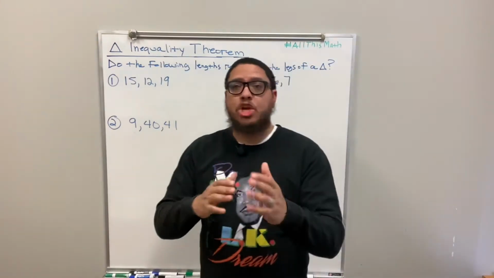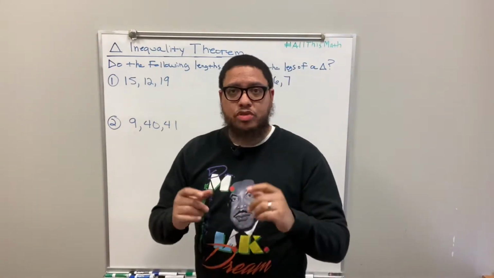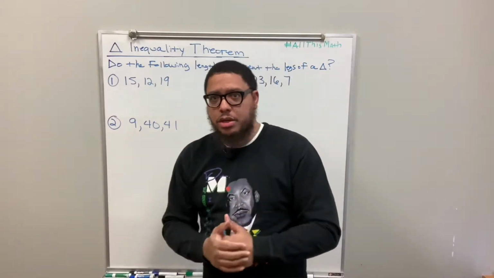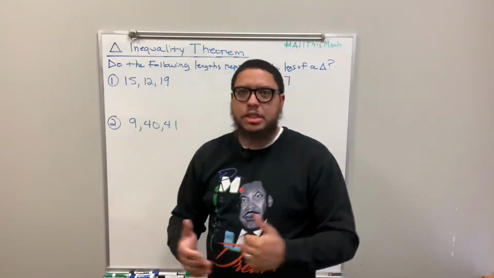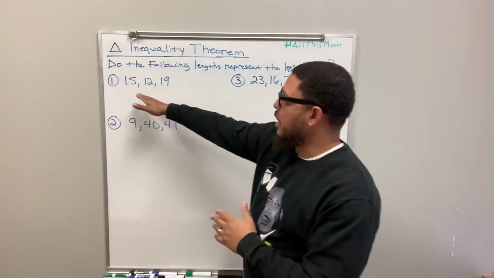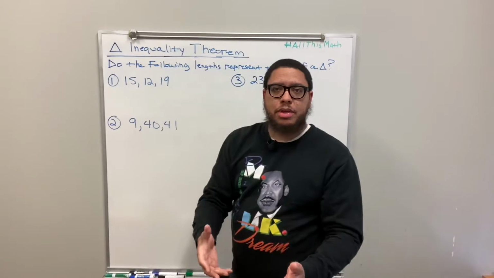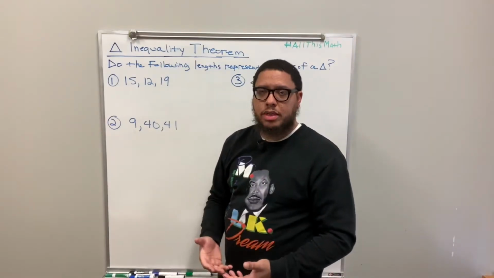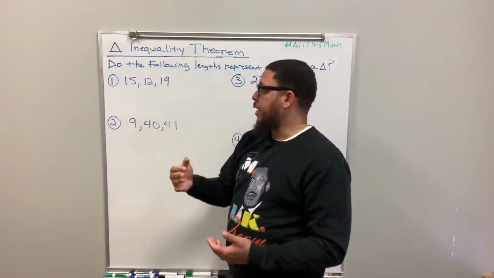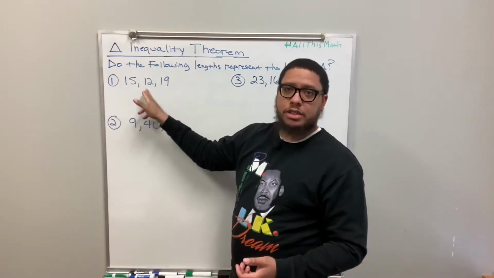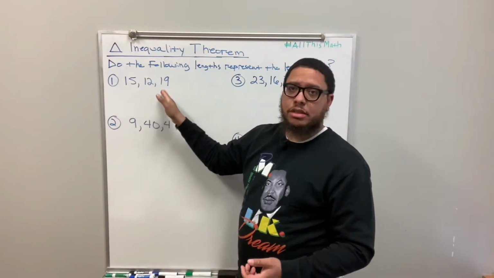But you don't want it to be an equilateral triangle, which means all three sides of the triangle are the same. It might be isosceles, but anyway, look at example one. Let's say you want to build something in the shape of a triangle. That triangle has three sides: one side is 15 inches, another side is 12 inches, and the third side is 19 inches.